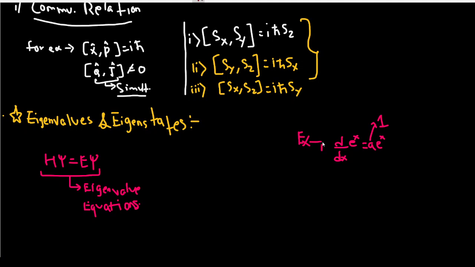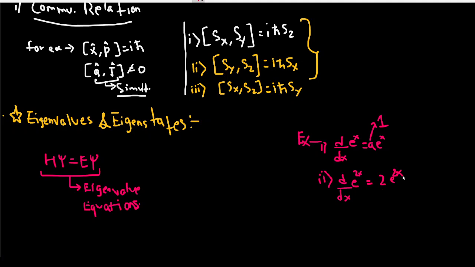Again, suppose there is another example I can take. The first example is this, the second example is also a very great example. Let's see what happens. Suppose that I operate d by dx on e to the power 2x. You know that with the help of the chain rule we can easily evaluate this differentiation. What will happen? It is equal to 2 e to the power 2x.